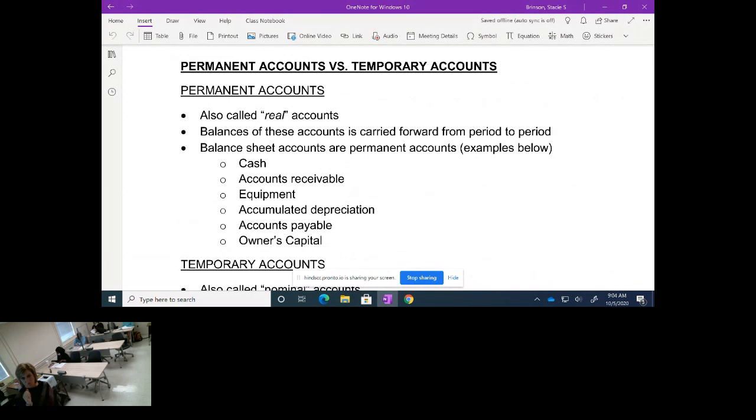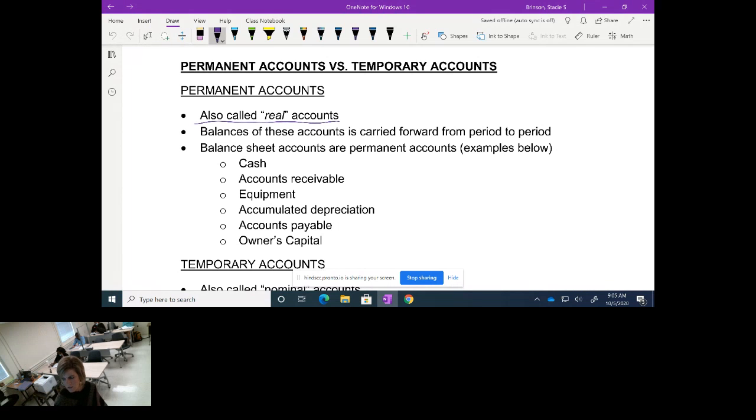Let's talk about the difference between a permanent account and a temporary account. All right. So permanent accounts are going to be your balance sheet accounts. They're accounts that we don't ever zero out. We don't ever close out. You may see them called real accounts. That could be like a multiple choice question, so make note of that.